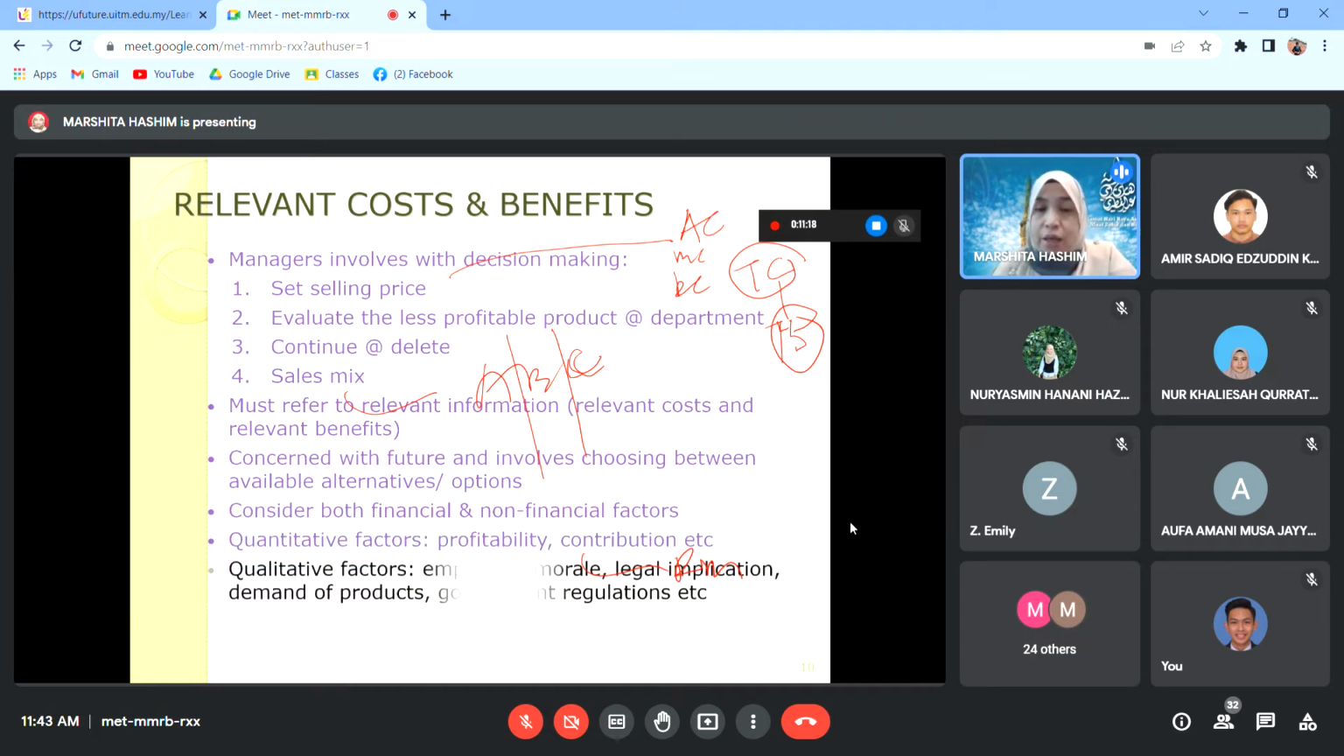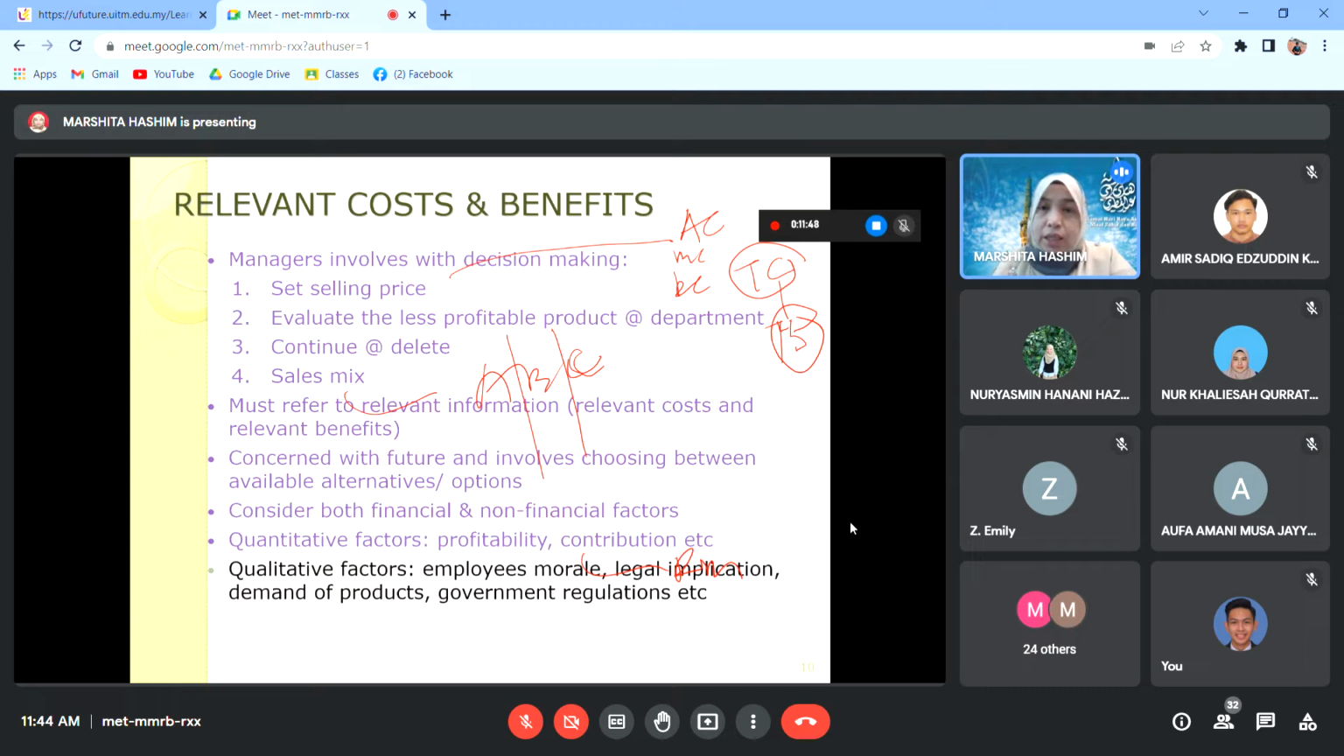And then sometimes you also need to consider non-financial factors. That is our qualitative factors, for example morale of employees. Let's say you plan to shut down one of your restaurants. Let's say you run restaurants in 5 different places. Now, one of the places, if you look at records for the past 5 years, shows negative results. So you plan to shut down one of your restaurants.